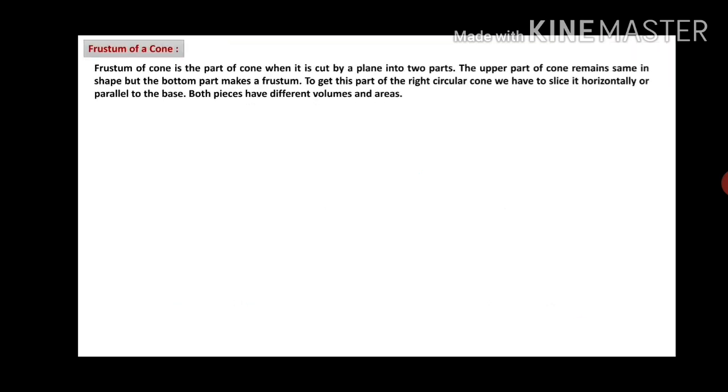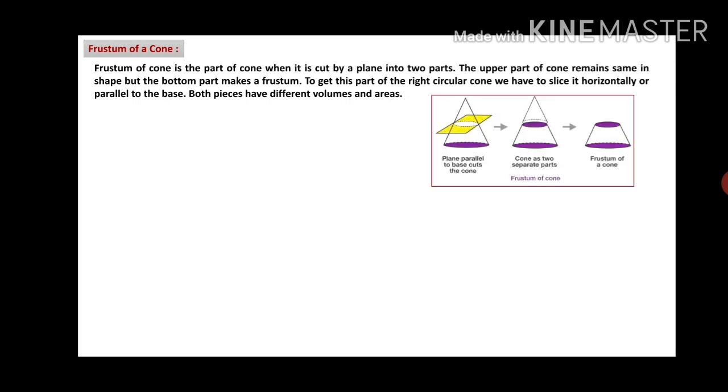Frustum of a cone. A frustum of a cone is the part of the cone when it is cut by a plane into two parts. The upper part of the cone remains the same in shape, but the bottom part makes a frustum. To get this part of the right circular cone, we have to slice it horizontally or parallel to the base. Both pieces have different volumes and areas. You can see in the adjoining figure how the frustum of a cone is formed.